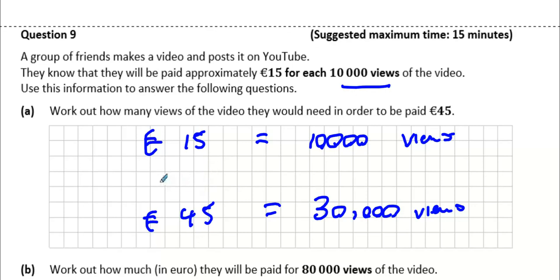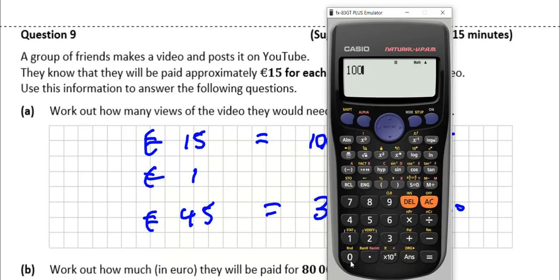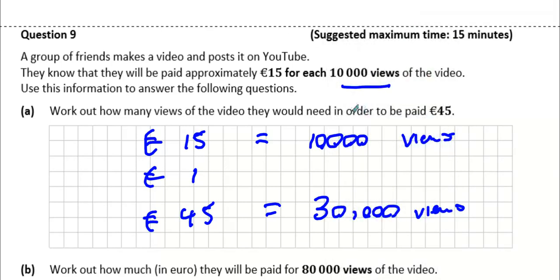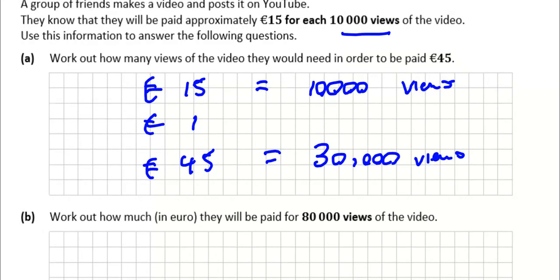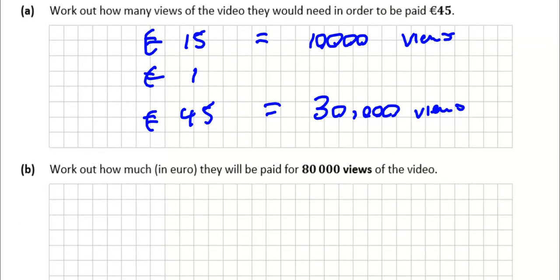Another way to do it would be to figure out what €1 is. To find out what €1 is, you divide by 15 and then multiply it by 45 to find out what 45 is, and once again you get 30,000. Same thing. Work out how much in euro they'll be paid approximately for 80,000 views.